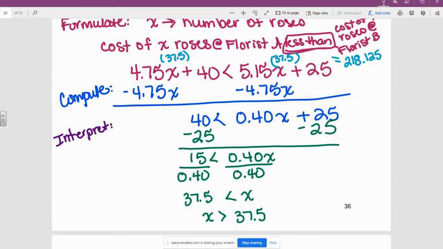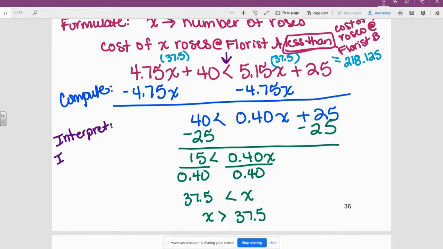Since our inequality was a less than, hopefully that makes sense. Even though it got flipped when I wrote it again, since our inequality was less than, that means that A is cheaper if you buy more than 37.5 roses. And since you can't buy 37.5, we're going to say 38.